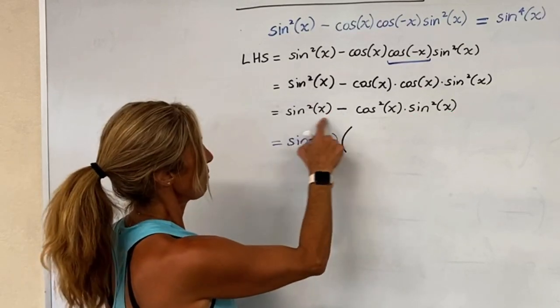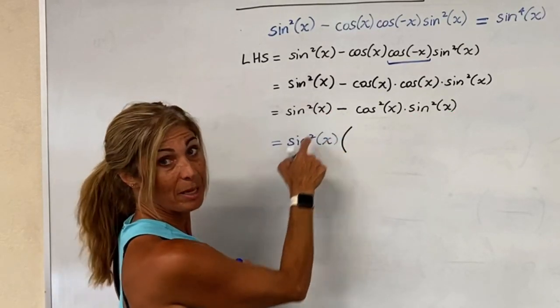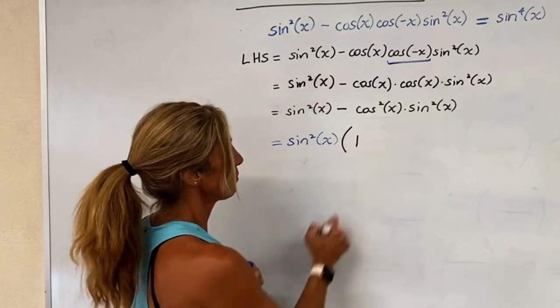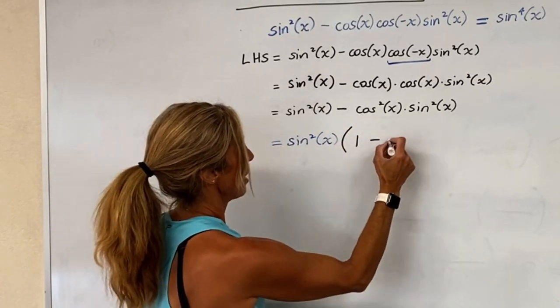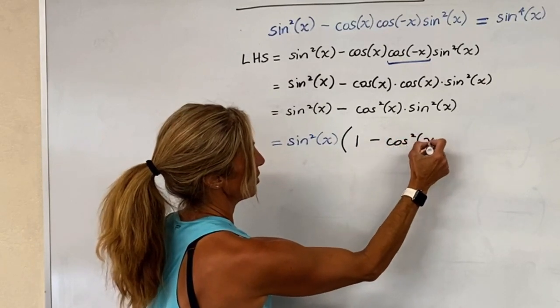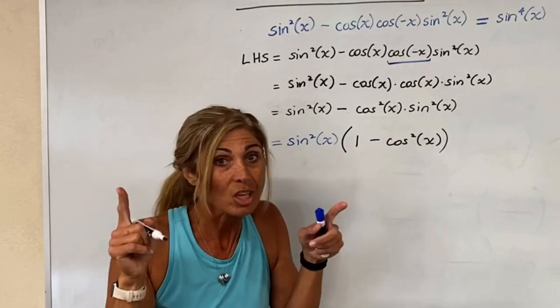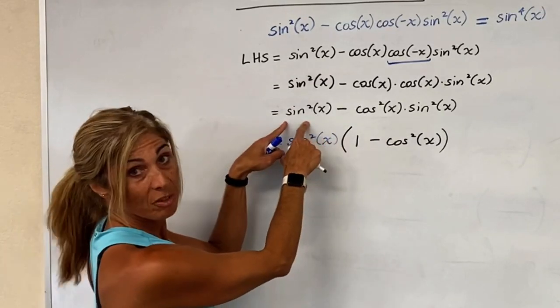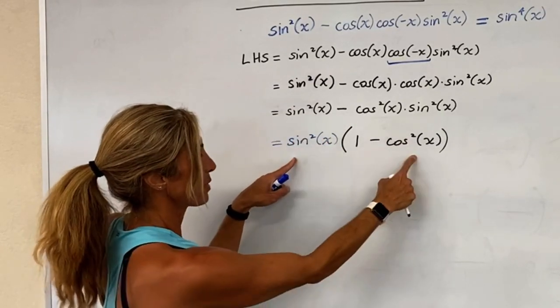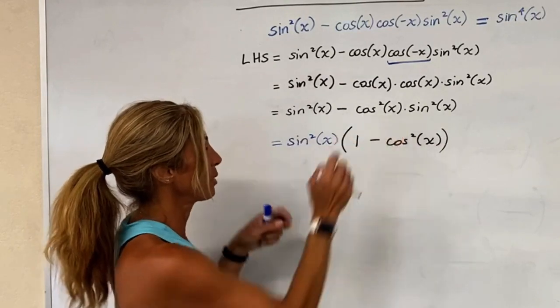If I divide out my first term, sine squared x, by sine squared x, I'm left with 1. If I divide my second term by sine squared x, I'm left with cosine squared x. In other words, as a double check, sine squared x times my first term should give me this term. Sine squared x times the second term in the parentheses should give me this term.